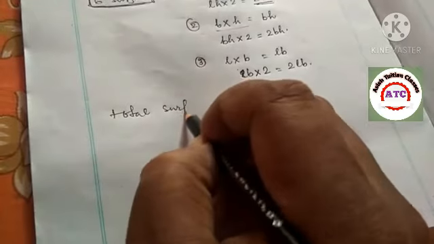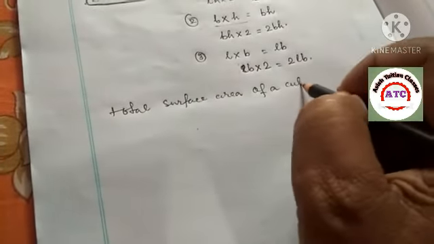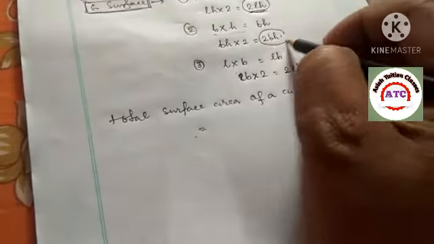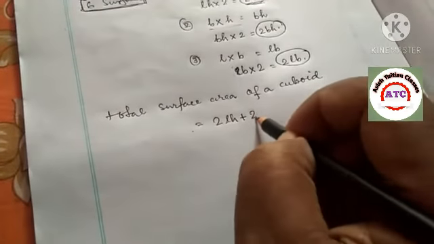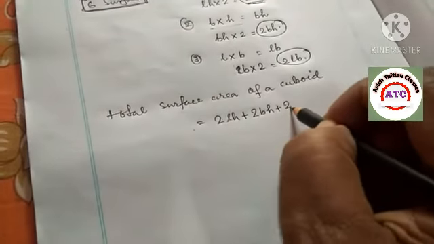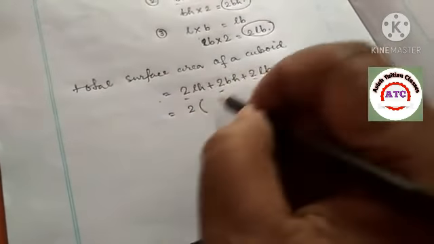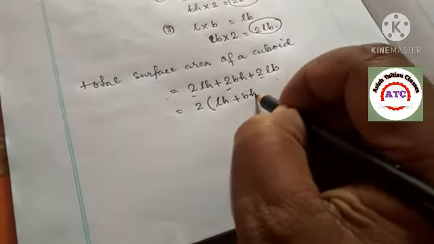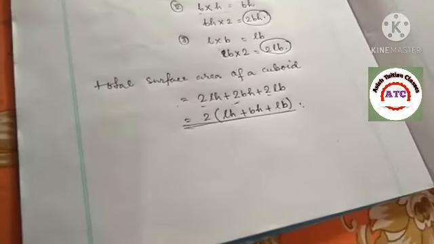Therefore, the total surface area of a cuboid is equal to 2LH, 2BH and 2LB. This means 2LH plus 2BH plus 2LB. If we extract 2 from this, we get 2 into (LH plus BH plus LB). This is the formula for the total surface area of a cuboid.